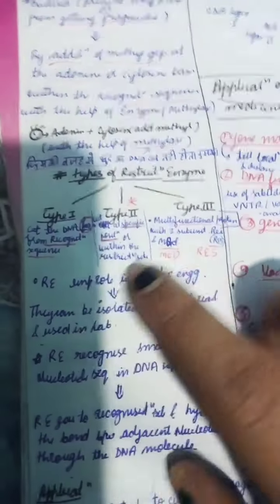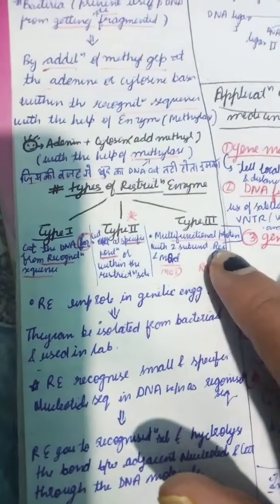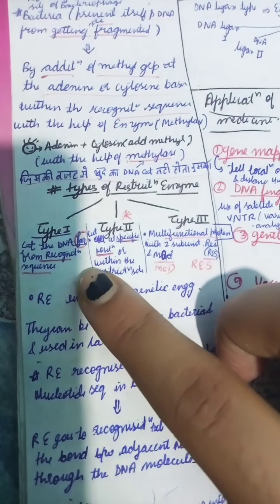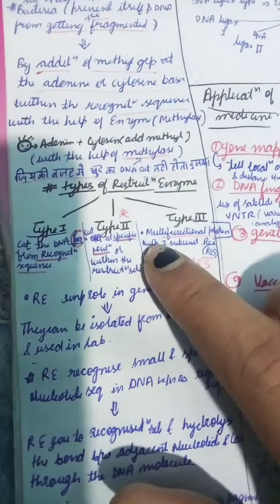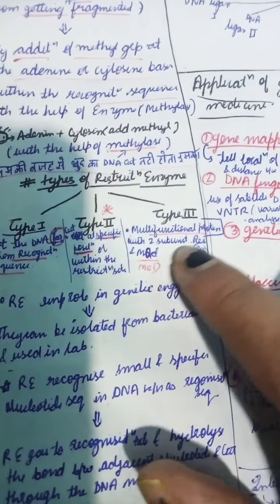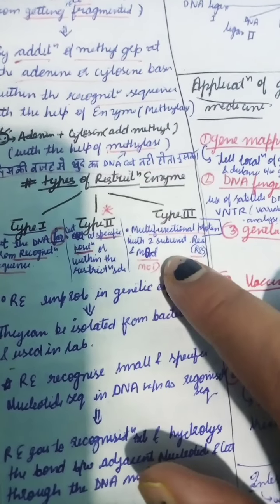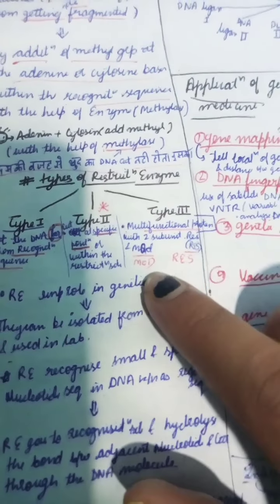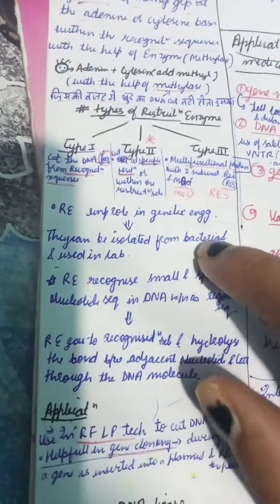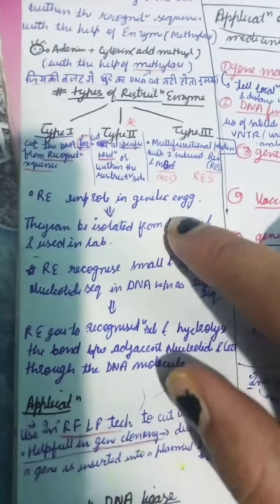Now, types of restriction endonucleases: type 1, type 2, and type 3. In type 1, the DNA is cut away from the recognition sequence. In type 2, cutting occurs at a specific position, and type 3 is a multifunctional protein with two subunits: restriction endonuclease and MOD. Now, restriction enzymes have an important role in genetic engineering.